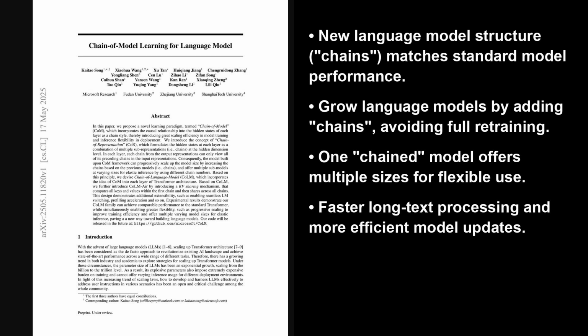So this ability to create smaller, efficient models through elastic inference really highlights the core innovation, the chain of model learning paradigm. This paradigm, often abbreviated CoM, is a new way to structure models using linked chains of information. When applied to language processing, it results in chain of language models, or CoLMs. We have seen this chain structure allows for impressive flexibility, like progressive scaling and elastic inference. Overall, chain of model offers a very promising route to more adaptable language models.